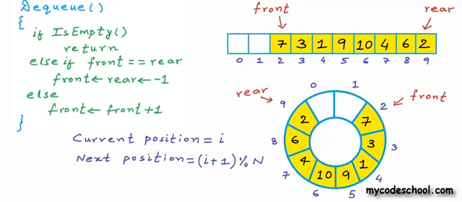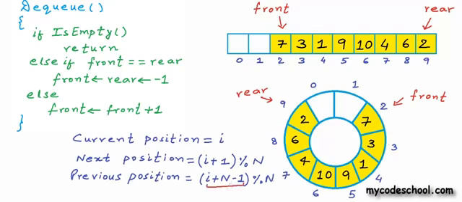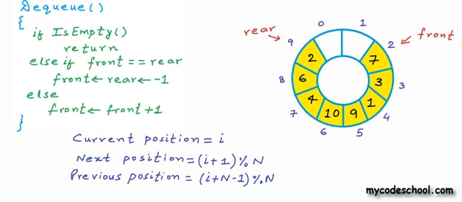The previous position in circular interpretation of the array will be I plus n minus 1 modulo n. We could simply say I minus 1 modulo n, but I'm adding n here just to make sure the expression inside the parentheses is always positive. Give this some thought. You should be able to get why it should be I plus n minus 1 modulo n. Now with this interpretation of the array, we can increment rear in an enqueue operation as long as there is any unused cell in the array.